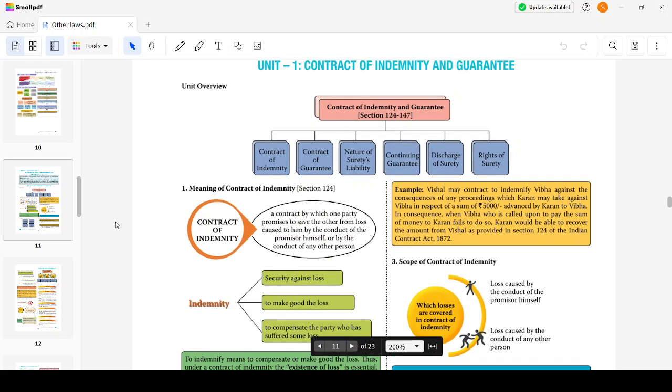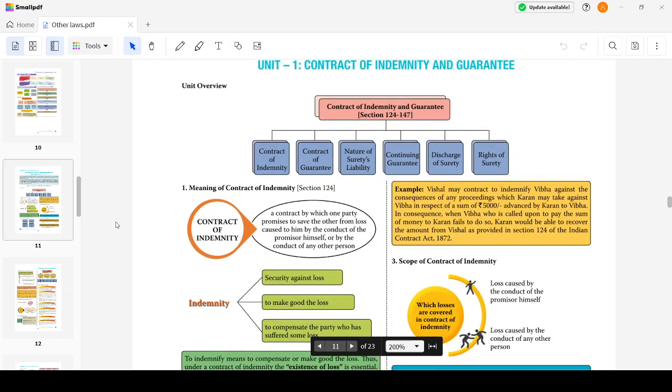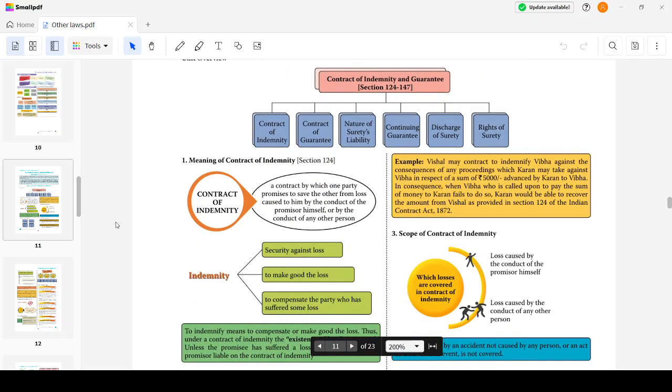Everyone, here we are to discuss the contract of indemnity and guarantee for CA Inter students. Okay, let's make it within 20 minutes. We'll just revise it as quickly as possible.